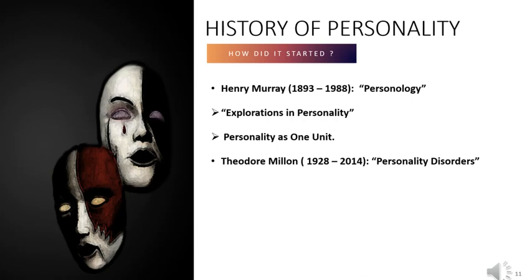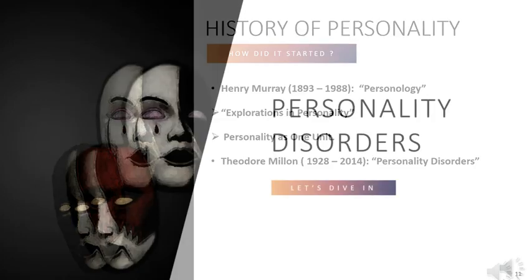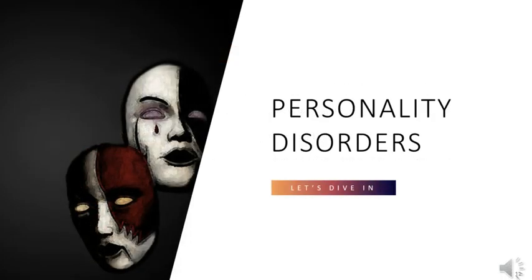The work of Henry Murray on his theory of personality influenced later a key advocate named Theodore Millon, an American psychologist who is known for his several work in the development of personality disorder, and one of the contributors of the earliest version of DSM. Let's dive in.